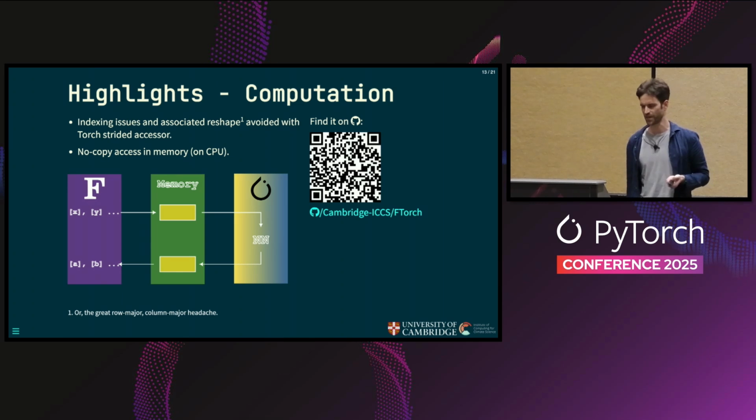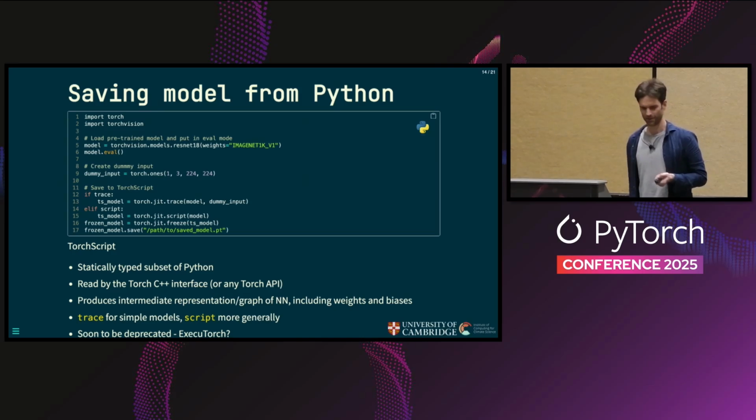We also have no copy access in memory, so there are no unnecessary copies, and indeed, with the torch tensor-strided access, there's no unnecessary transposes of data, which could lead to completely erroneous results. Right, so I'm going to skip over TorchScript. I think most people know about TorchScript, but there is ExecuTorch, which seems to be superseding it in the next few years. There are two ways to do it, tracing and scripting, but yeah, it's relatively easy to do.